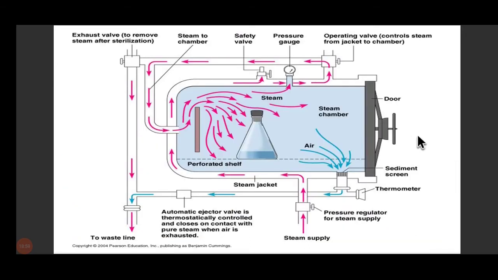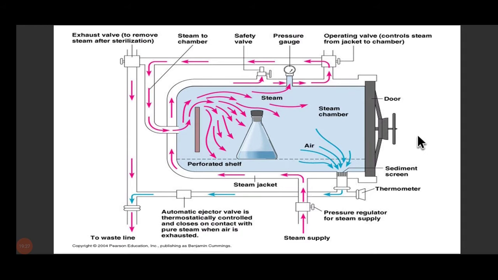So this is a diagram basically showing you the working principle of your autoclave. This is basically a horizontally designed autoclave, as you can see by its position. You can see there is a door, there is a steam chamber. The equipment which is placed here is a conical flask. There is an exhaust valve present on the top to remove your steam after sterilization, and there is a waste line from which the condensed water comes out.